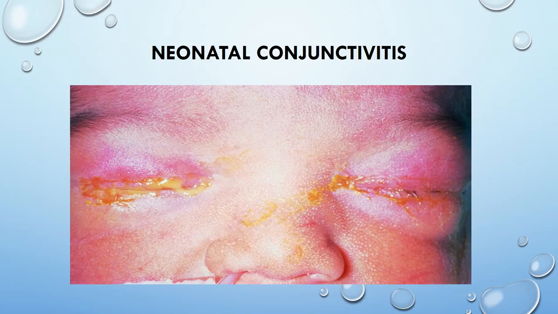Causes. First, Chlamydia trachomatis, Neisseria gonorrhoeae, now rare in developed countries, and occasionally herpes simplex virus, typically herpes simplex virus 2, which may be associated with severe ocular or systemic complications. Second, staphylococci are usually responsible for mild conjunctivitis. Other bacteria include streptococci, Haemophilus influenzae, and various gram-negative organisms.